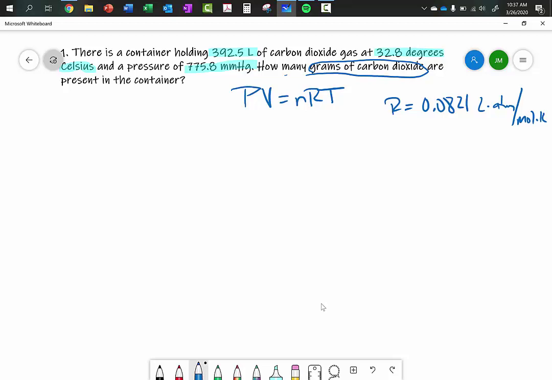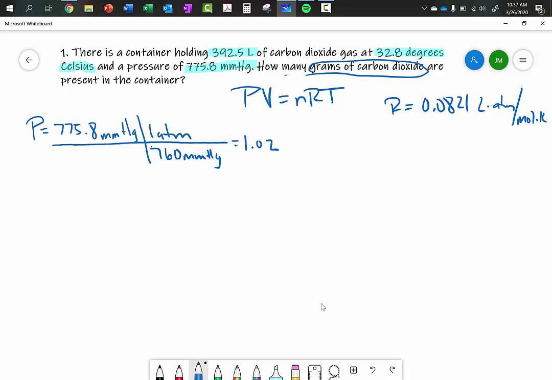So let's just go ahead and start with what we have. We have a pressure, and I know I'm going to need that. That pressure is 775.8 millimeters of mercury. This is not what I can use, so I need to convert that. I know there's 760 millimeters of mercury in 1 atm. So my actual pressure is 1.020789474 atmospheres. All right, so that's P.